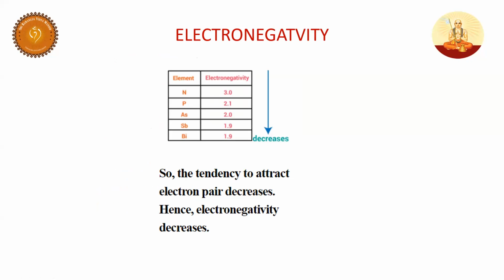What is electronegativity? Students, electronegativity is the tendency of an atom to attract an electron pair towards itself. Do you agree or not? Now let us see here. Nitrogen is small in size, so naturally its nucleus attracts the electron pair readily. That's why it has electronegativity 3.0, which is also equal to chlorine. Chlorine has 3.0, nitrogen also has 3.0.